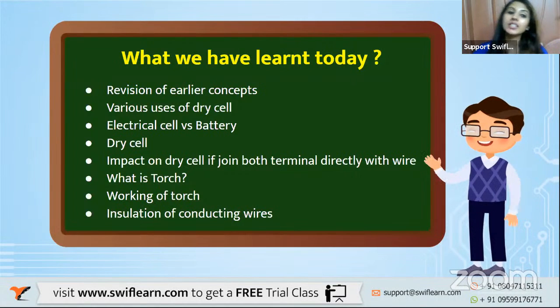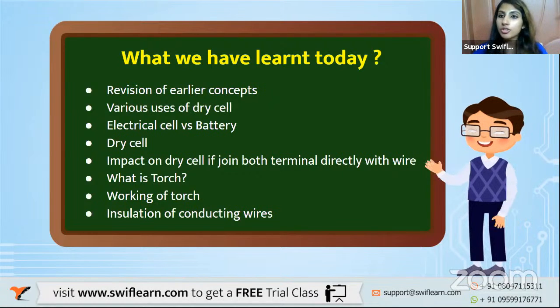What is the difference between electric cell and battery? Then we learned about dry cell. Why is it called a dry cell? Then we also learned the impact on a dry cell if we join both terminals directly through the wire. What will happen? The cell will get used up very easily and very fast, and will get damaged. Okay, so never do that.